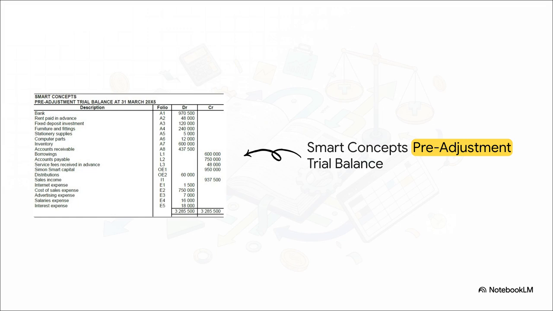Checking out the Smart Concepts example, this is the grand finale. It's the master list of all assets, liabilities, equity, income, and expenses. And if you look right at the bottom, total debits perfectly match the total credits at 3,285,500 Rand. Let me tell you, when those two numbers match perfectly at the bottom, it is literally the best feeling in accounting.